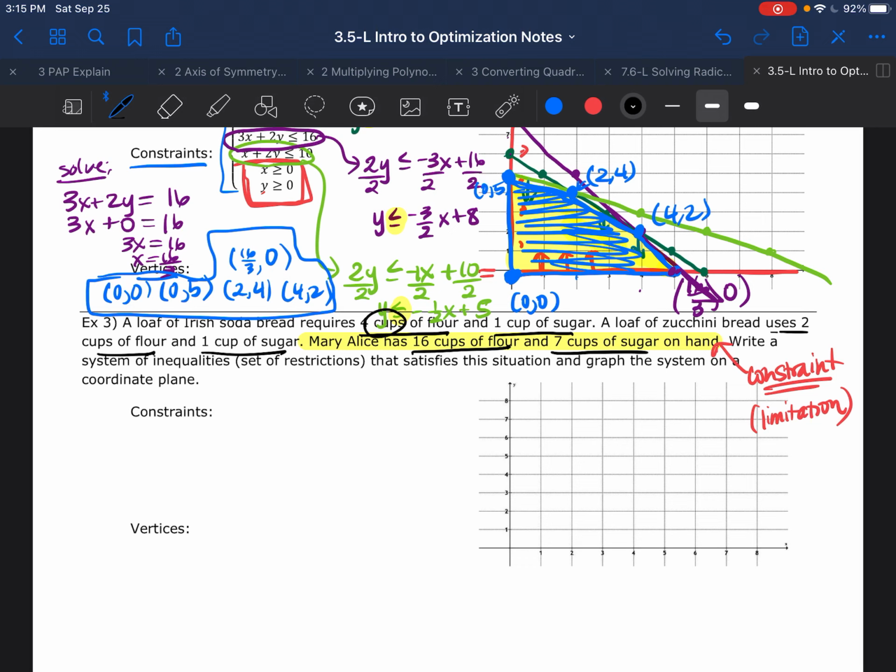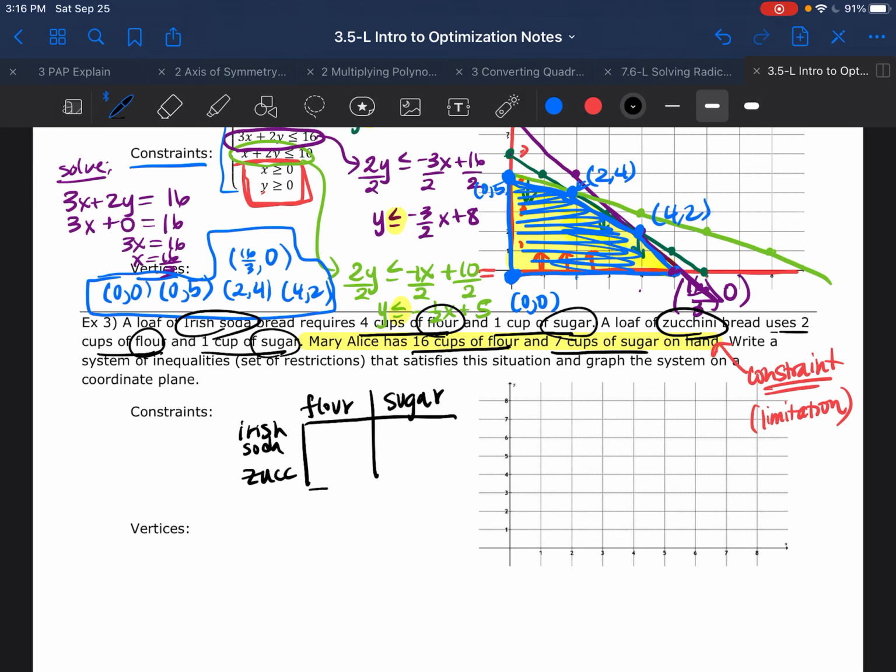So we're dealing with not cups. We're dealing with flour and sugar. So flour and sugar would be good column headings. You could also make them your row headings. It doesn't matter. You'll see. And so I've got flour and sugar. The other thing we're dealing with is Irish soda bread and zucchini bread. So Irish soda and zucchini.